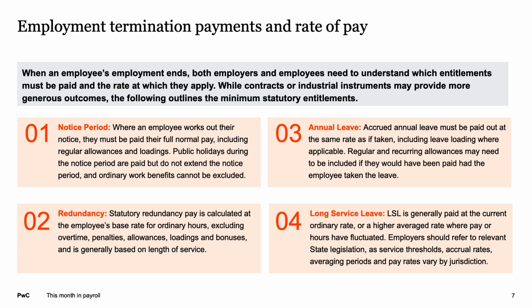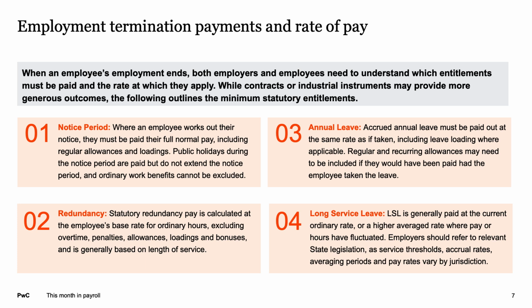Accrued annual leave is paid out at the same rate as if taken, including leave loading where applicable. It is essential to consider regular reoccurring allowances or other payments, as these may need to be included in the rate. That is, if an employee takes annual leave, do you continue to pay those allowances? If so, then these allowances may need to be included in the rate of pay for annual leave payout, as that is the amount that would have been payable if the employee had taken their leave.